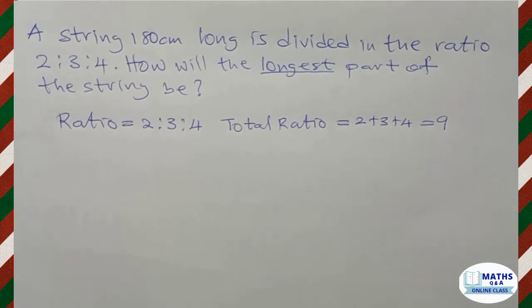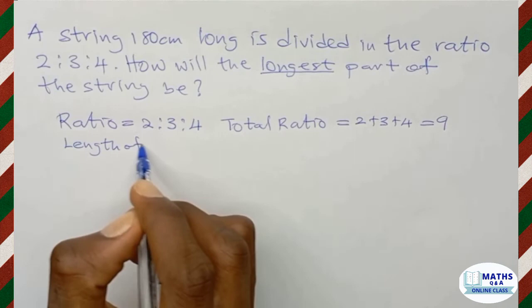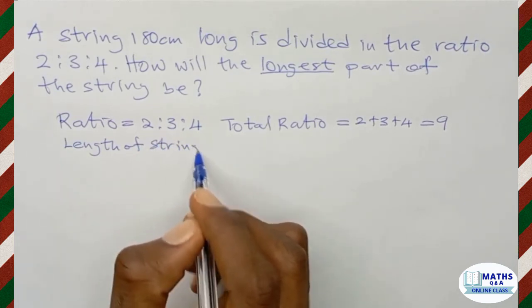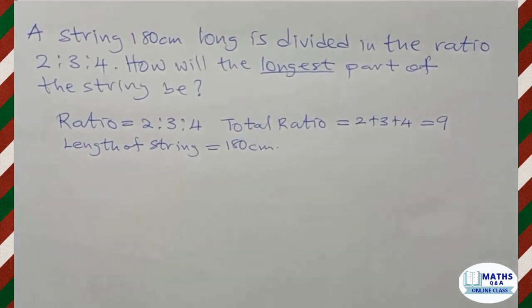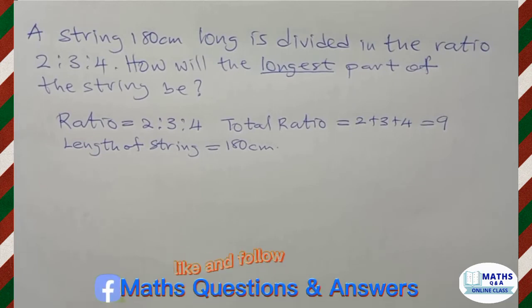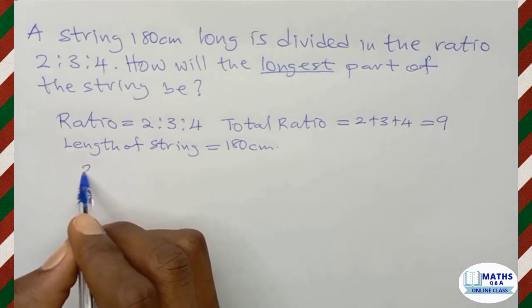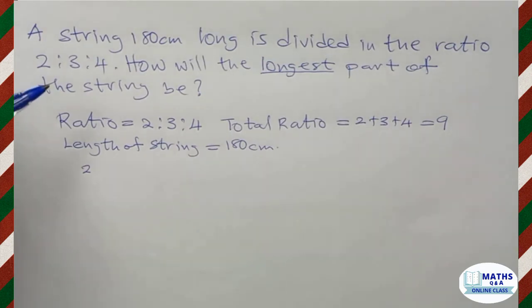We are dealing with a string. Now the string has a length of 180 centimeters. So length of string is 180 centimeters. So let's go ahead and use individual ratios to find the length for each ratio. Okay, so we have the first one. We have 2, which is for the first ratio in here.